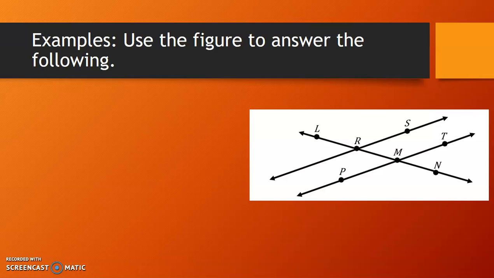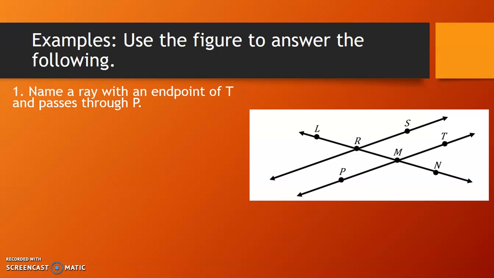Okay, so now that you know what points, lines, planes, rays, and all that are, let's use a figure here to name some of the following. So this first one wants us to name a ray that has an endpoint of T, so that means it starts at T, and it passes through P. So if you can find T here on this picture, T is the endpoint, and it wants to go through P, which means it's going to go through M first, and then it's going to continue on and go through P. So one way to name that ray would just be to say TP.